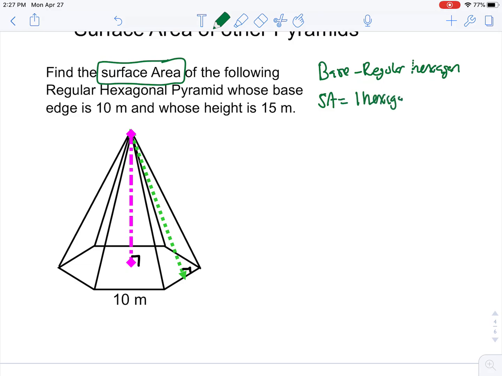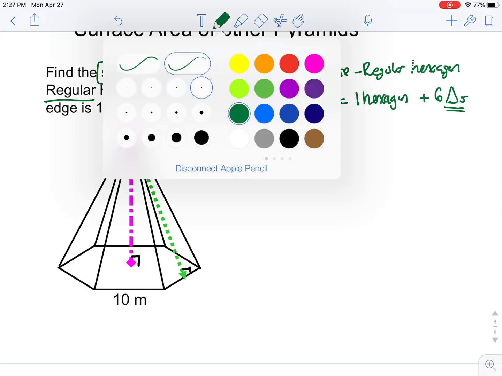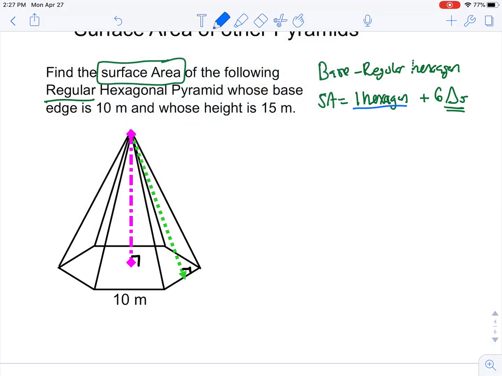And in this pyramid, there's going to be one hexagon. So I know I need to find the area of one hexagon, plus there are going to be 6 triangles. Since it is a regular hexagon, we know that all 6 of these triangles will be the same. So if we can find the area of one triangle, we can find all 6 of them. Now, how are we going to find all this? For the area of the regular hexagon, we're going to be using the formula 1/2 the apothem times the perimeter, which is what we learned in our previous units. The perimeter of this regular hexagon, since one side is 10, is going to be 60. The big thing we need to find at this point is the apothem of this hexagon.